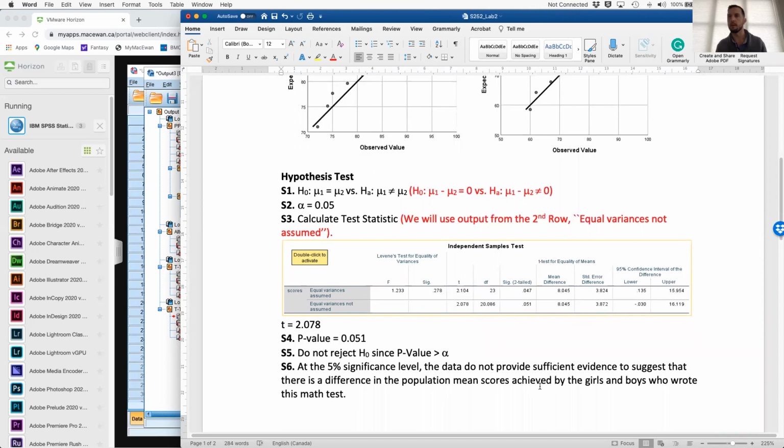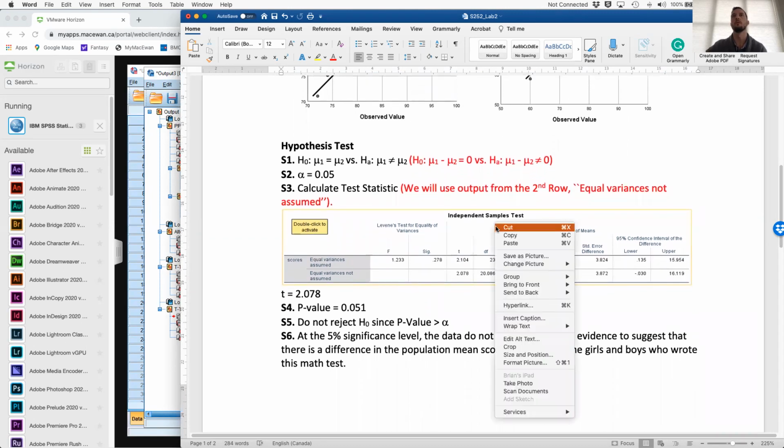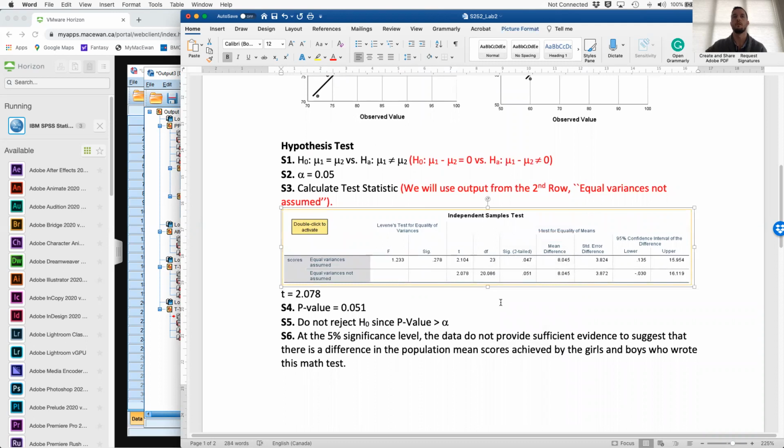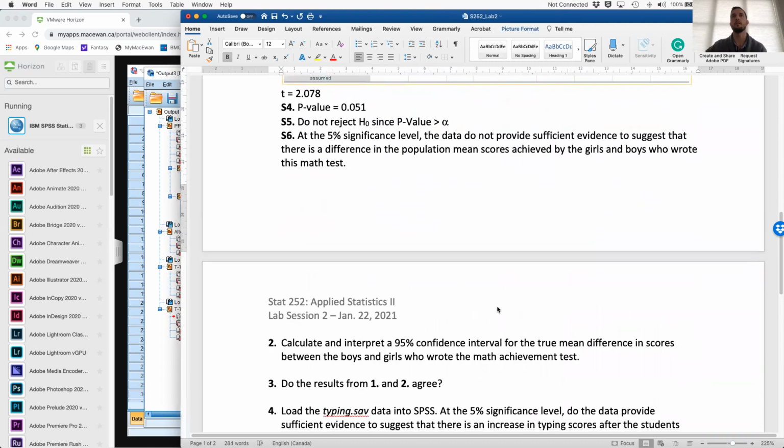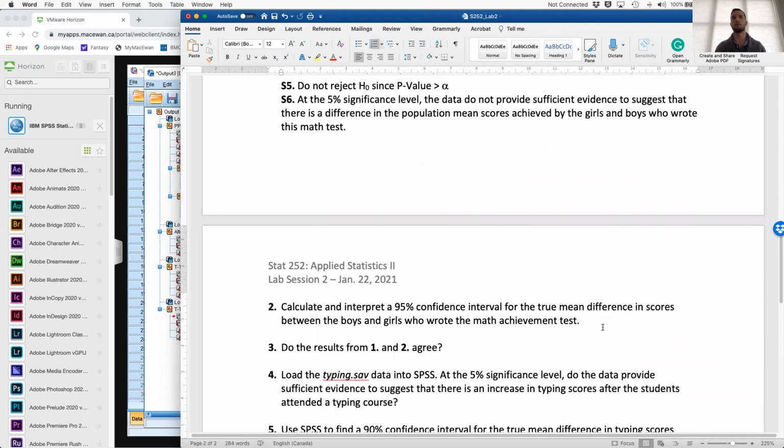Does anyone have any questions regarding the hypothesis test? Okay. If not, then I'll move on to question 2.